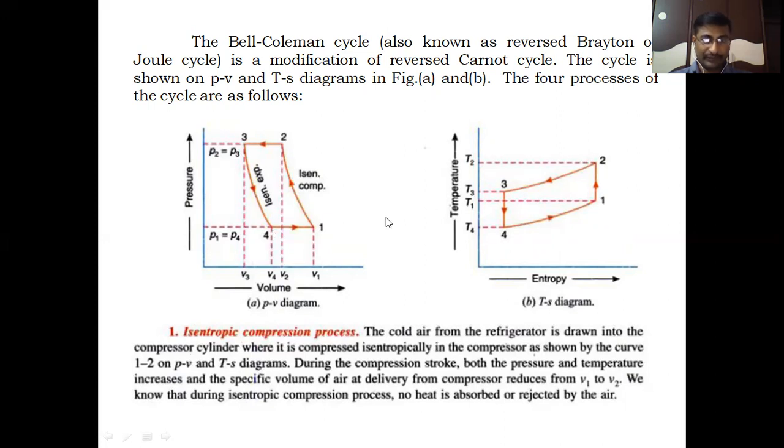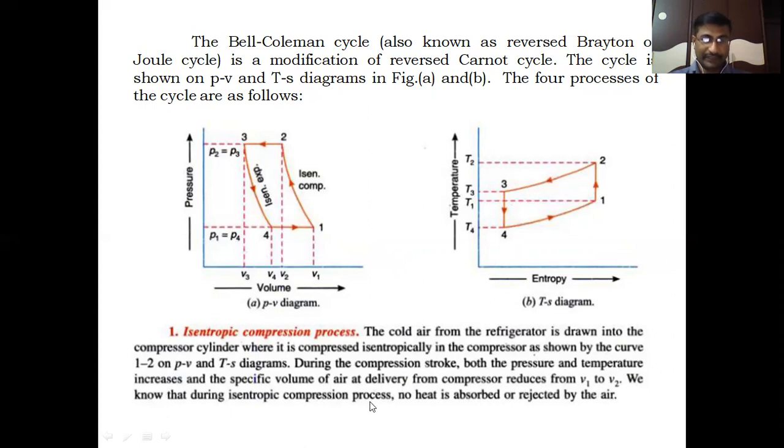During the compression stroke, both the pressure and temperature increase. During this compression process, the pressure increases from P1 to P2 and temperature increases from T1 to T2. Specific volume will decrease from V1 to V2. During the compression process, volume will decrease.